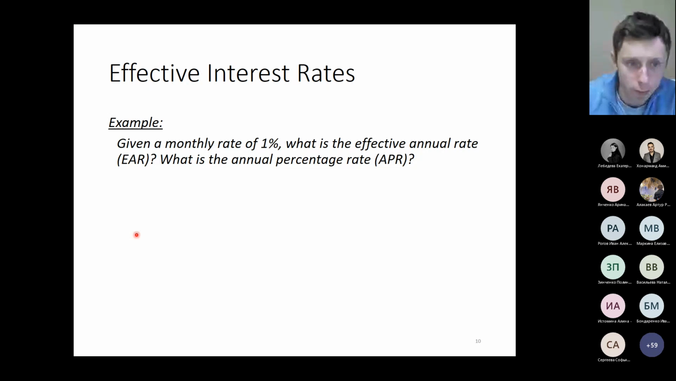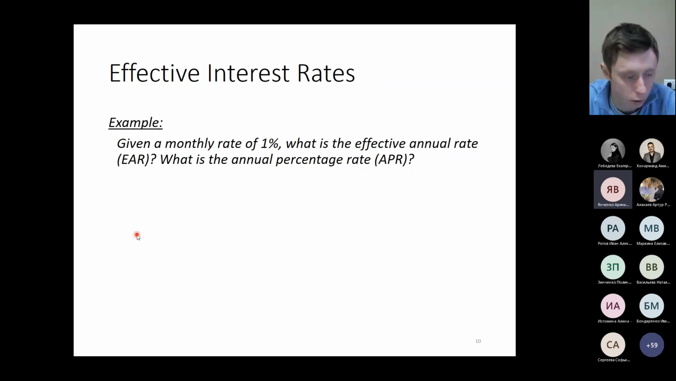Let's consider the example. We have an offer of a monthly rate of 1%. What is the effective annual rate? What is the annual percentage rate? Could you tell? 12? 12 is which one? APR? APR, yes, APR is 12. Yes, Arina, well done. This would be 12. And for the effective annual rate?